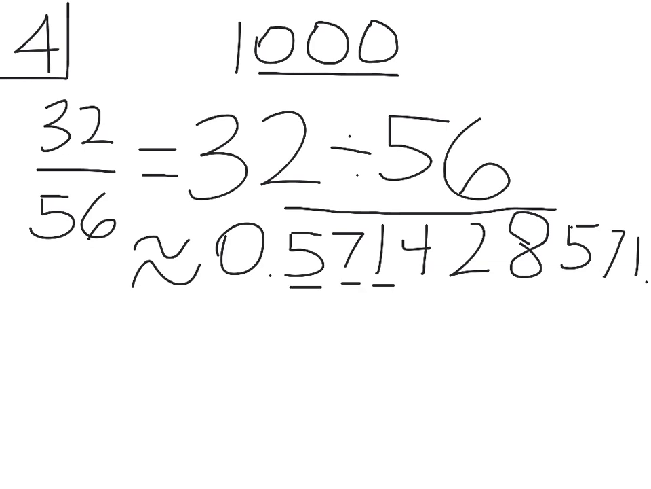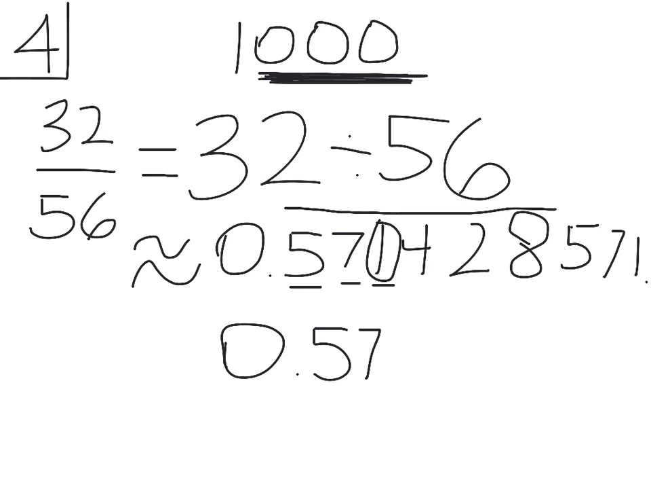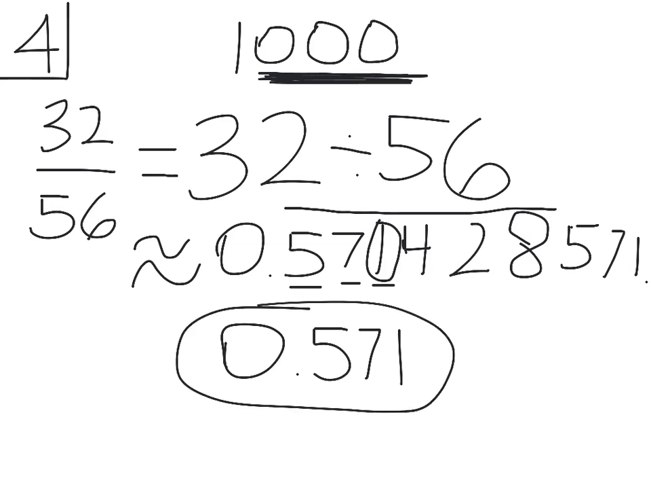the third decimal place. So if there's 3 zeros in the number 1,000, you round to the third decimal place. So if I were rounding this, my answer to the nearest thousandth would be 57, and then the 1 either goes up or stays the same. I base that on the 4. The 4 is a weak number, so 1 remains the same. And so that becomes my decimal, rounded to the nearest thousandth.